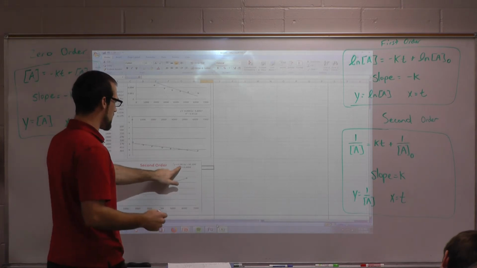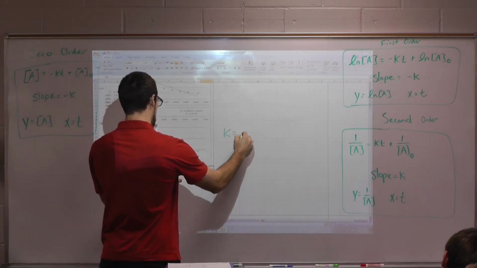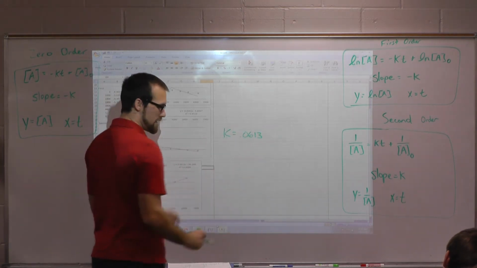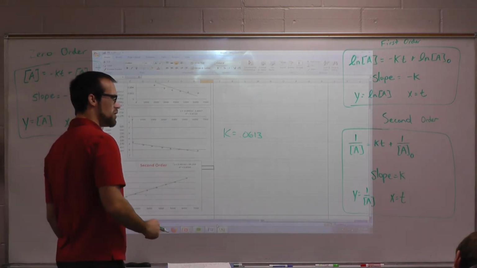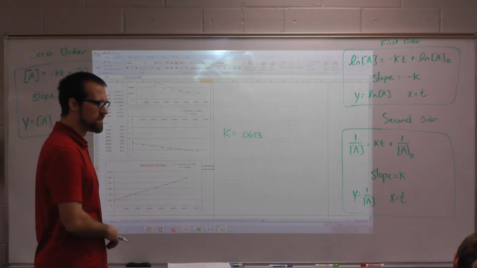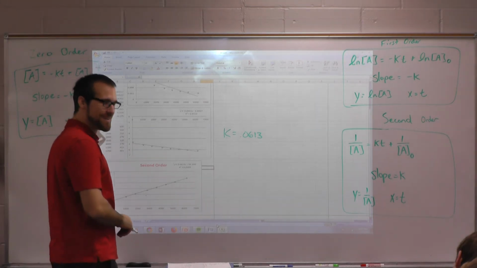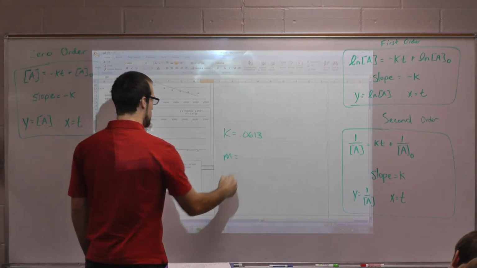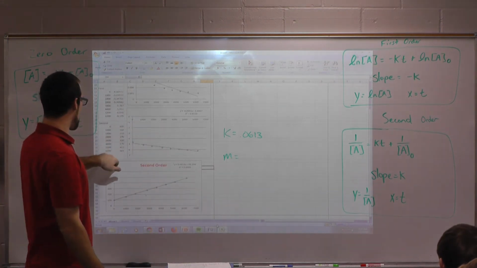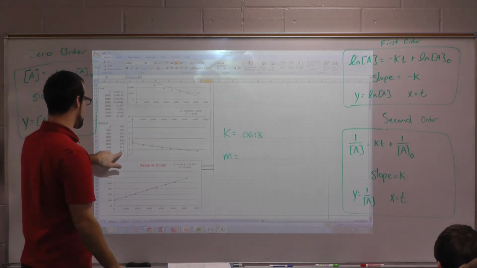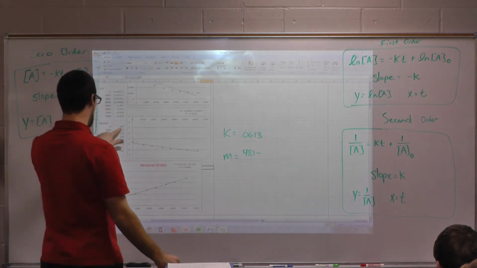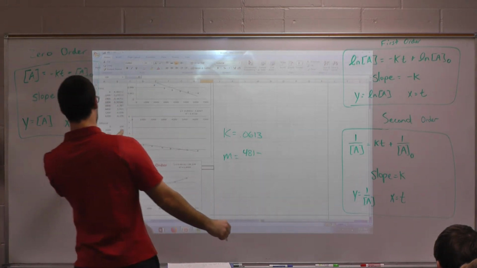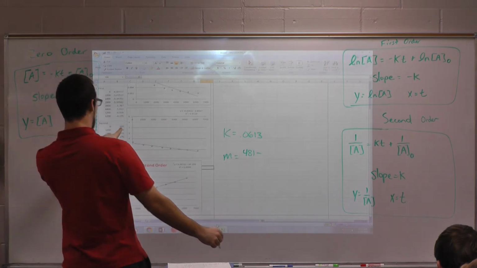Well, you can just look here. Your K is 0.0613. Here's another way that you could do it. Isn't slope change in y over change in x? Yeah. I haven't done that since geometry. So, for my second order, let's say this is my y, is that 100?